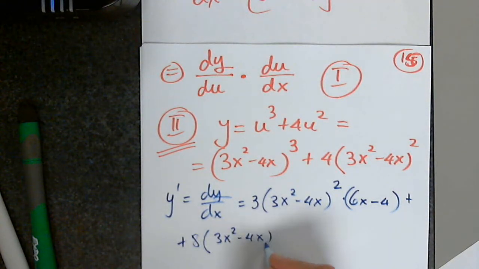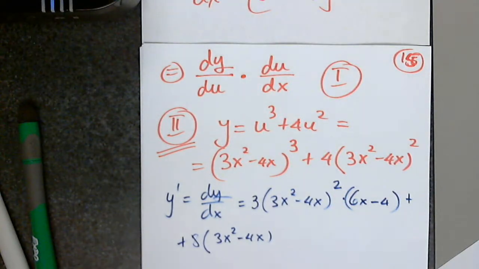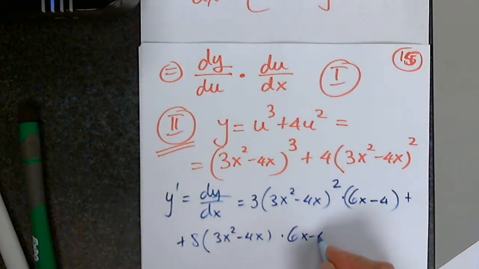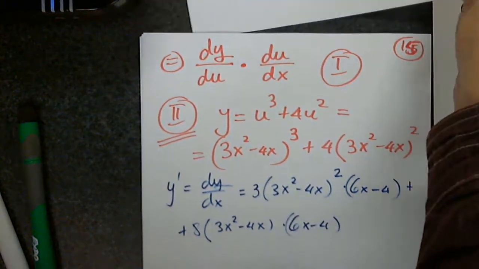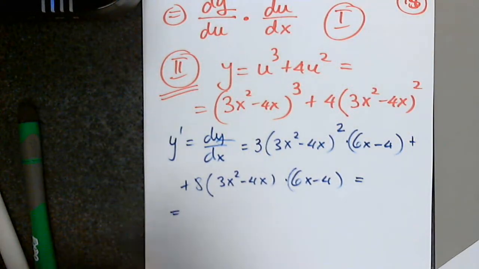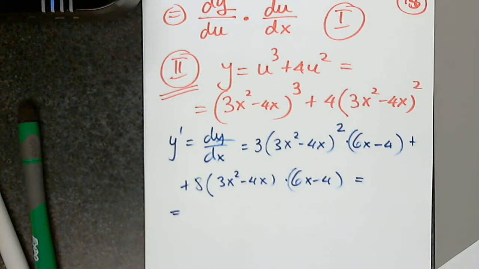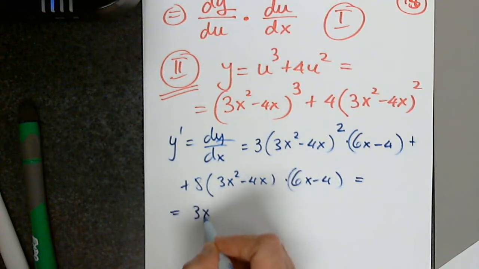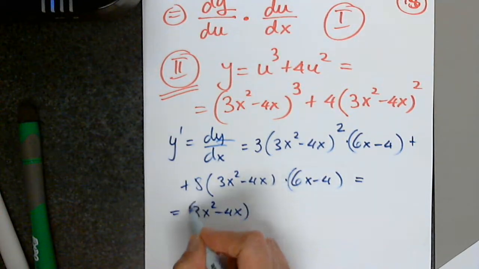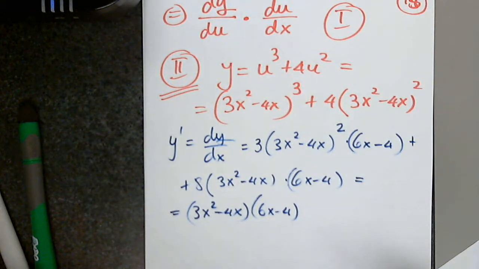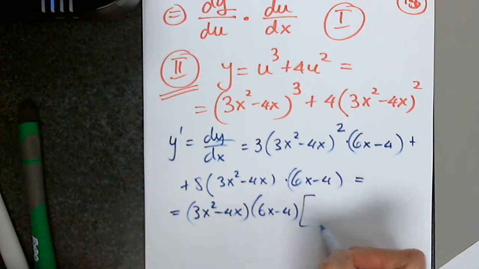3x squared minus 4x to the first, multiplied by the inner function prime, 6x minus 4. This is just the second way. I noticed something. I noticed that 3x squared minus 4x as well as 6x minus 4, I could factor out a 2 in there. In a minute I will. It can be factored out.